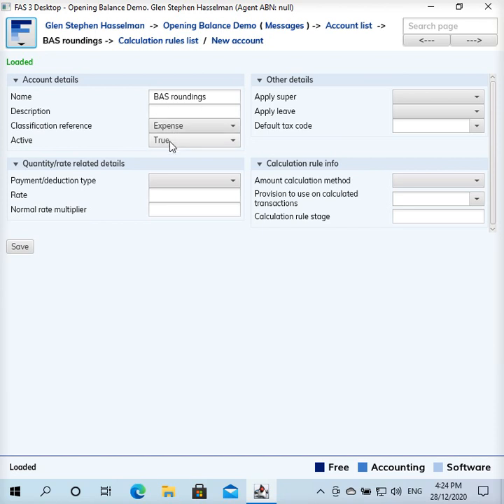It's just an expense account, and it's an account that I show how to set up in the BAS videos. It's an account used for when you're paying the BAS, and there's like a cents rounding, because the BAS is to a whole dollar, but your transactions are to the cent. But I'm also using it for the opening balances in relation to GST.